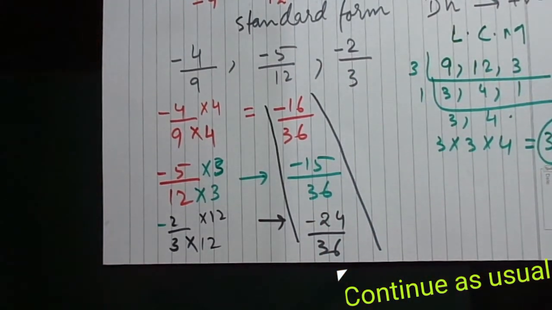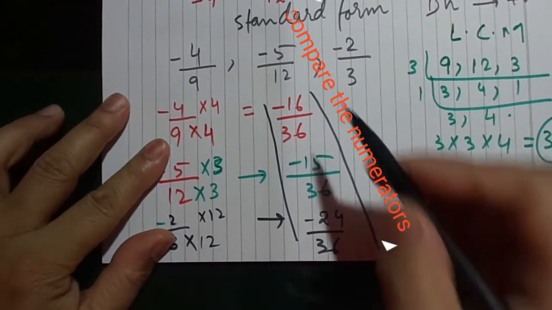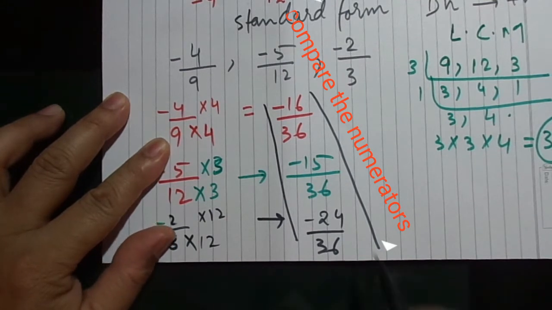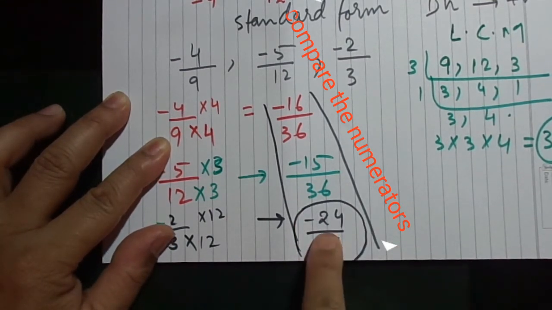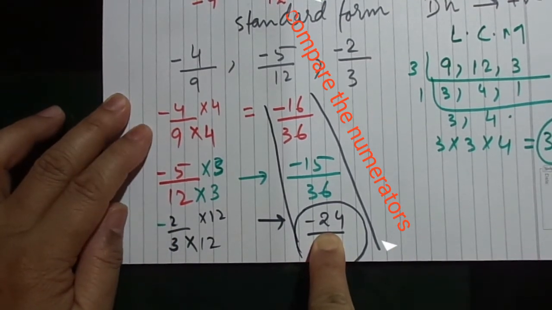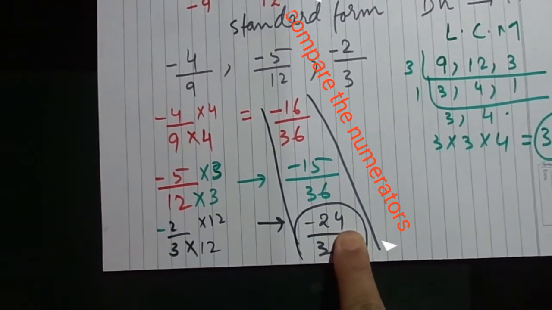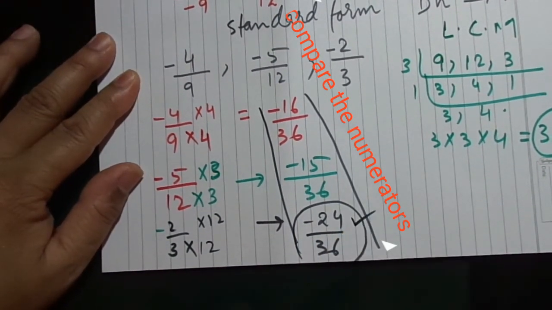Now you need to arrange these all in ascending order. Means you have to pick up the smallest number first. So which is smallest? Minus 16, minus 15, or minus 24? So minus 24 by 36 is the smallest number. Remember that if a number has a negative sign, the bigger the number, the smaller it is. Therefore, this is the smallest one.